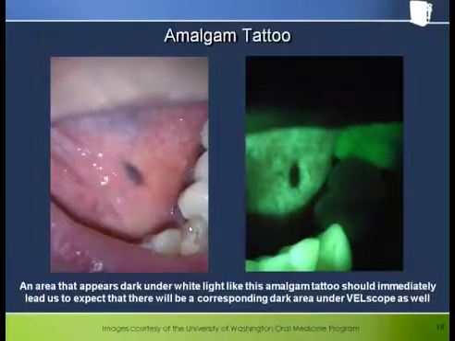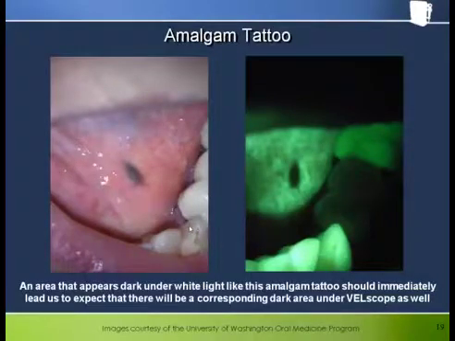It's worthwhile to take a moment here to discuss pigmented lesions in general. The question sometimes arises with new VELscope users: I see a dark area under VELscope, or I observed a pigmented lesion under white light. Should I worry? The first answer to this question is that you should expect a dark area under fluorescence from a pigmented lesion under white light.